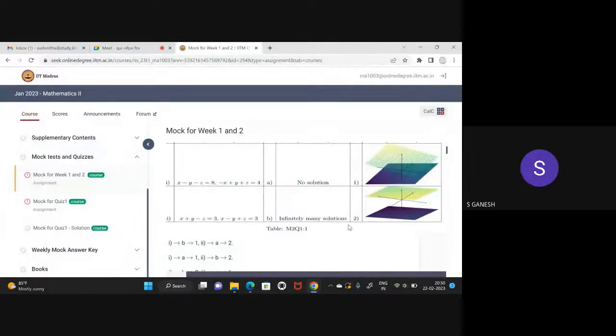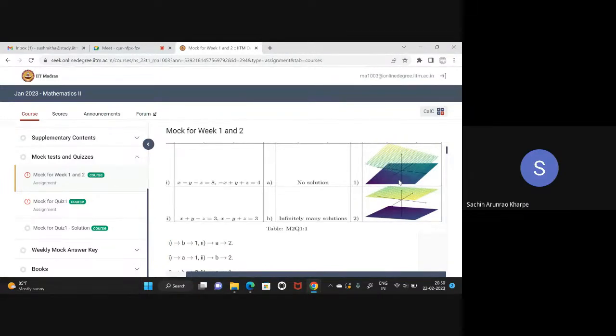Yes, ma'am. So here it's going to intersect. In this portion, the intersection is probably not clear, but eventually it's going to intersect, because they are not parallel to each other, the first one. In the second one, they are parallel to each other, so they are never going to intersect. So for the second one there is no solution, and the first one has infinitely many solutions, correct? Yes, because when two planes intersect, they intersect along a line.